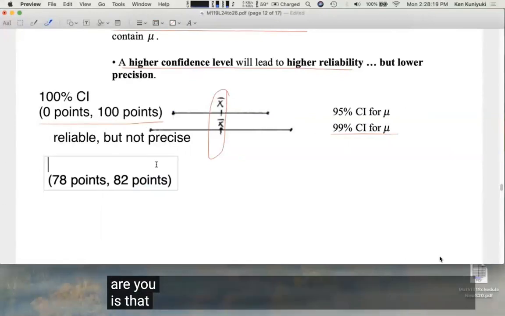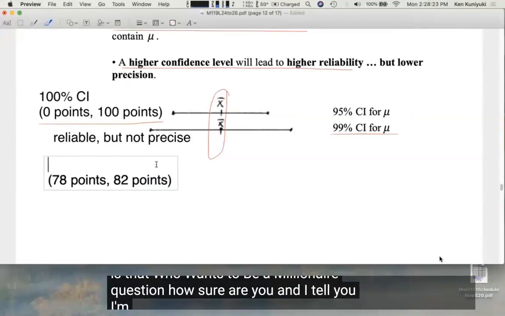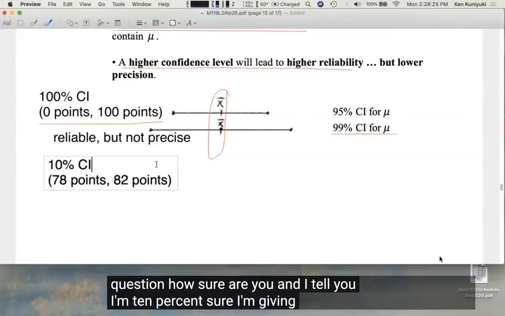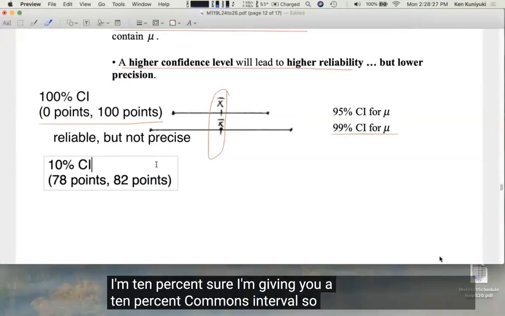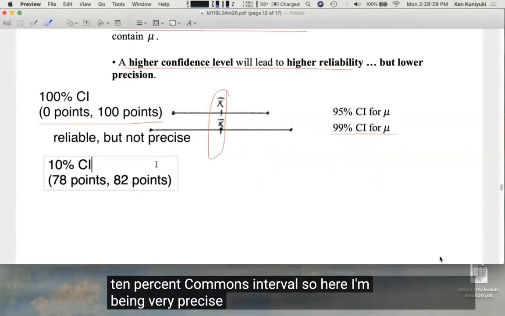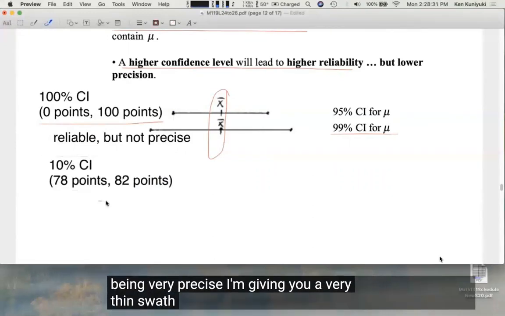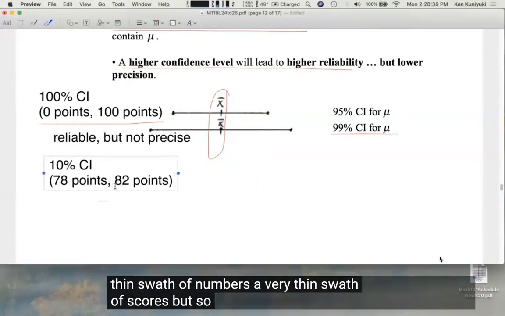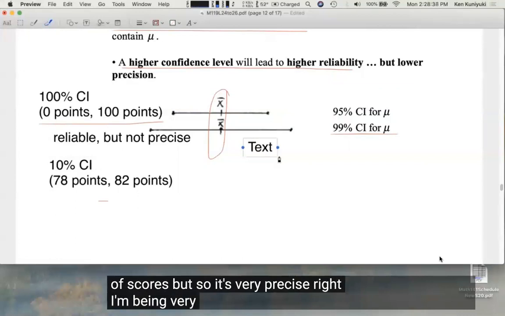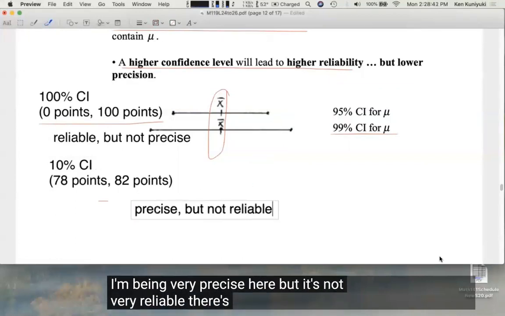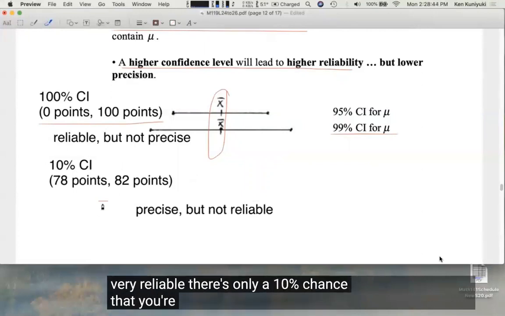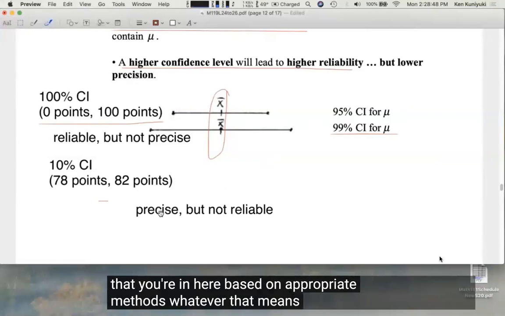How sure are you? It's that Who Wants to Be a Millionaire question. How sure are you? And I tell you, I'm 10% sure. I'm giving you a 10% confidence interval. So here, I'm being very precise. I'm giving you a very thin swath of numbers, a very thin swath of scores, so it's very precise, right? I'm being very precise here, but it's not very reliable. There's only a 10% chance that you're in here based on appropriate methods, whatever that means.